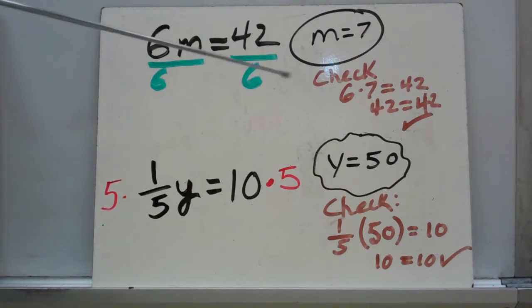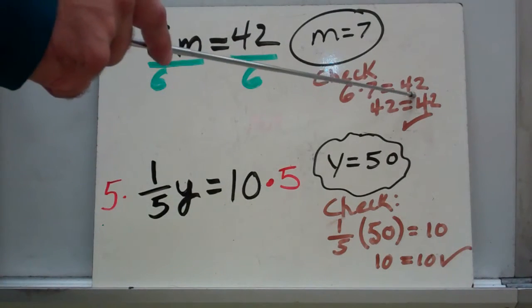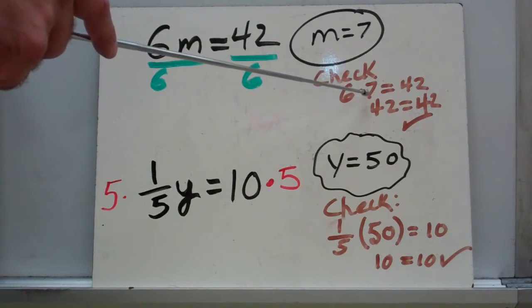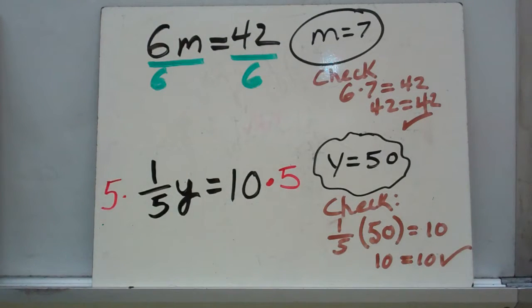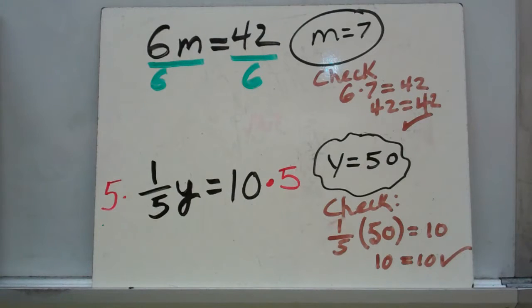Let's double check that. 6 times 7 is equal to 42. We substituted in the 7 for the m. 6 times 7 is 42, and that is equivalent to itself, and that one works out fine. Our next problem is 1/5 y is equal to 10. Now, fractions generally cause people some problems. Since the 1/5 and the y are connected, again, we can't just subtract or add those, but a fraction, the 1/5, is division. So in order to undo division, we have to multiply.